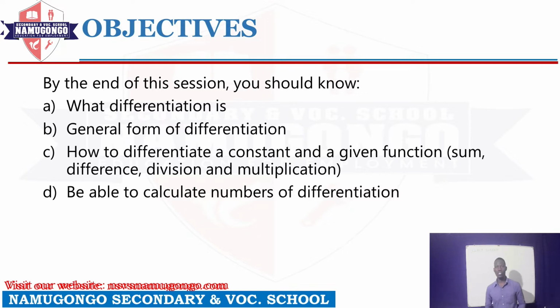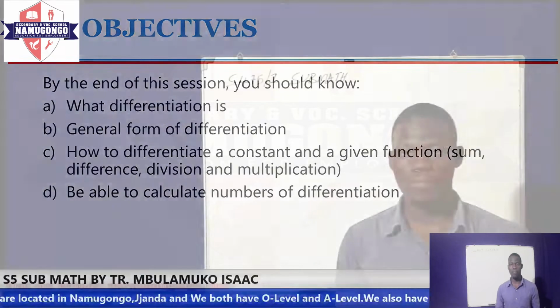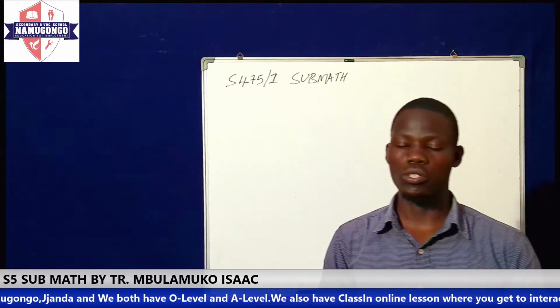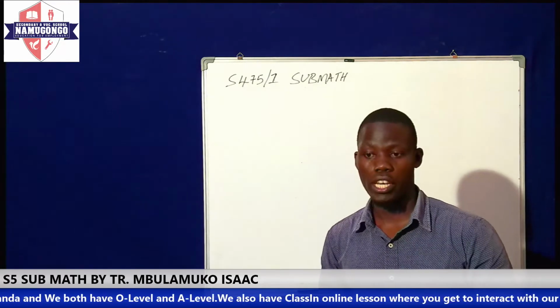When we are to differentiate, what do we do? That we should be able to know by the end of this lesson. Another objective we have there is to know how to differentiate different functions and a constant as well. So these functions could be in addition, difference, division, or multiplication. We should be able to look at them all. And then finally, we should be able to calculate some numbers dealing with differentiation in areas of addition, subtraction, division and multiplication.